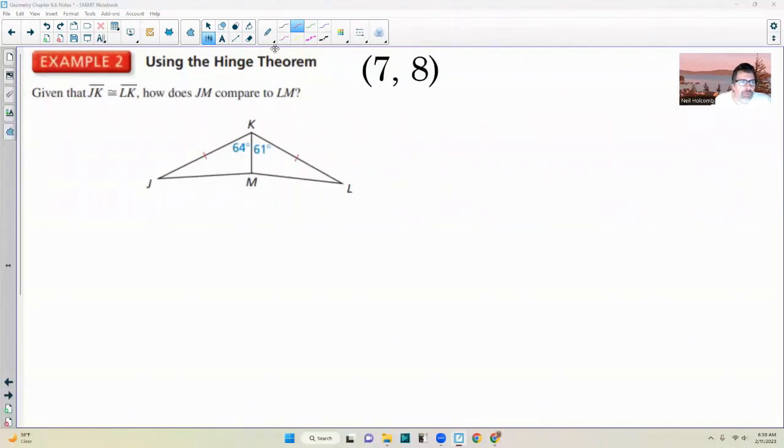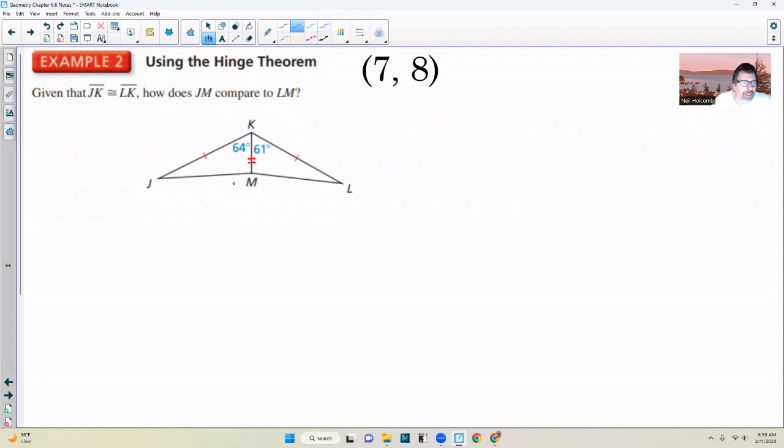Okay, example 2, we're going to use the Hinge theorem. So they did the converse first. Now we're going to do the Hinge theorem. And it says given JK is congruent to LK. So JK is right here. It's marked congruent. LK is another marked congruent. It says, how does side JM compare to side LM? Well, just like the last problem, we have two triangles.